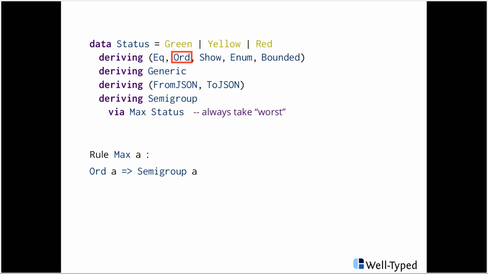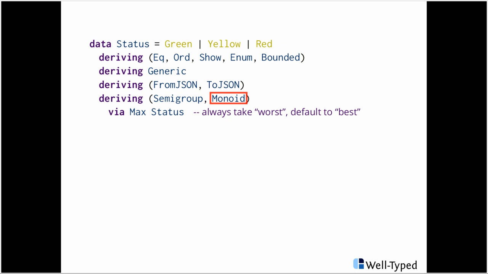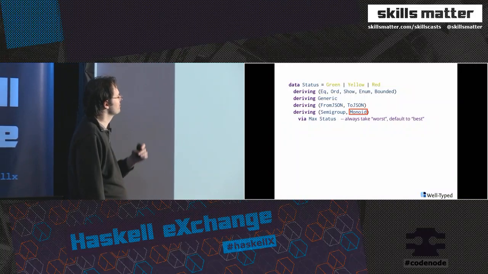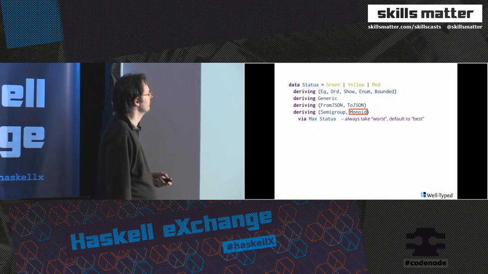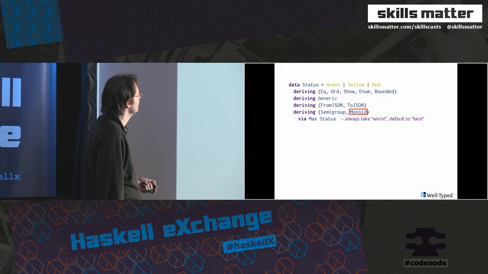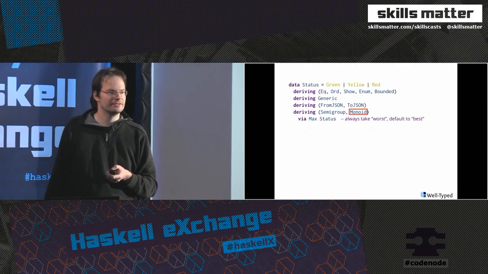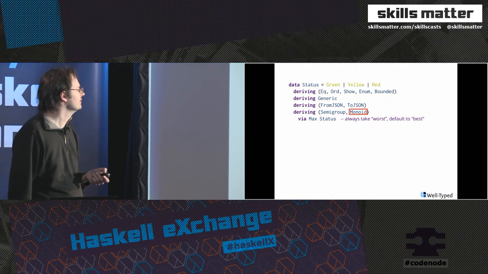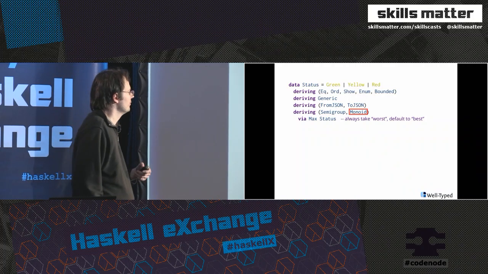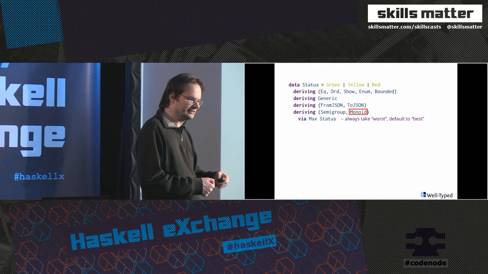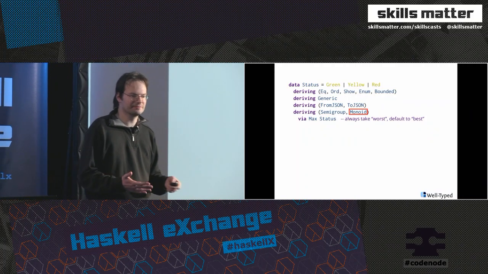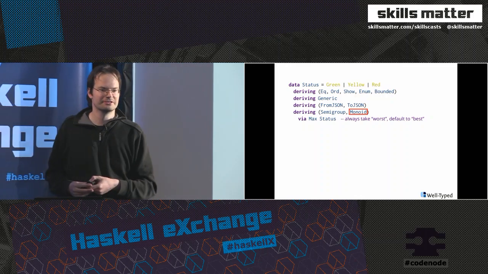Right? That's an intuition you can apply. Okay, so then you can go on and say, via the same name, I don't just want to have Semigroup, I also want Monoid. And in this case, it doesn't just rely on the Ord instance, but it also relies on the Bounded instance that we have derived, because Monoid, in addition to Semigroup, needs a neutral element for this binary associative operator.